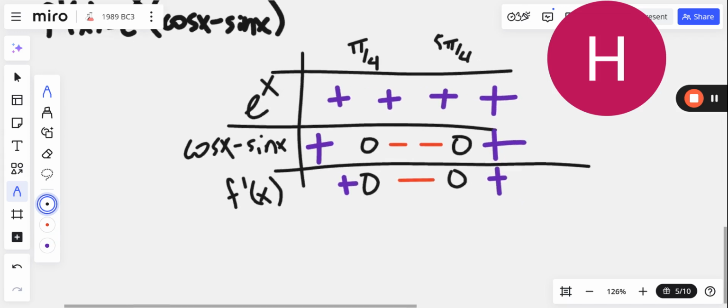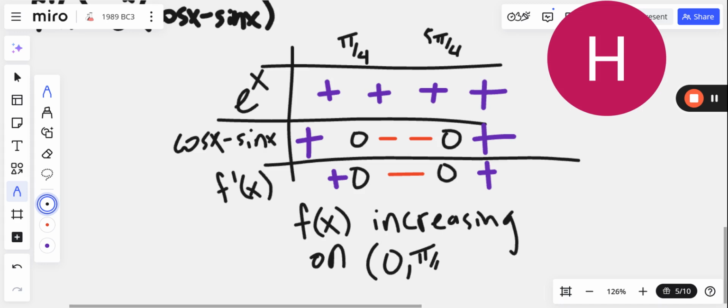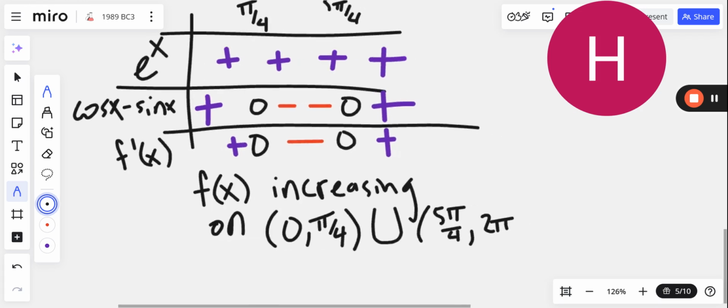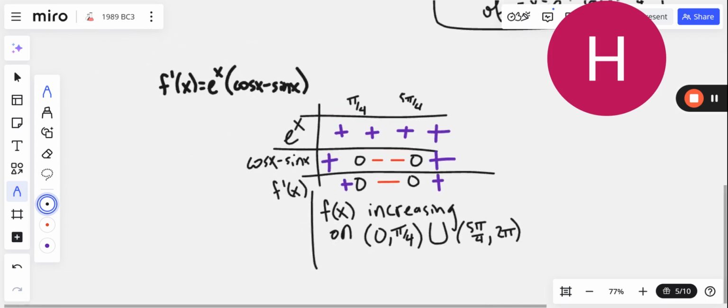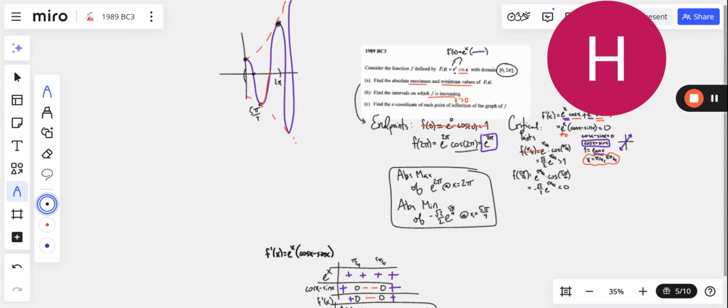That means that this function f of x is increasing on the interval from 0 to pi over 4, but also the union 5 pi over 4 until 2 pi. I guess we can say, yeah, there we go. And that's our answer for part B. We already took the derivative, we just have to analyze it.